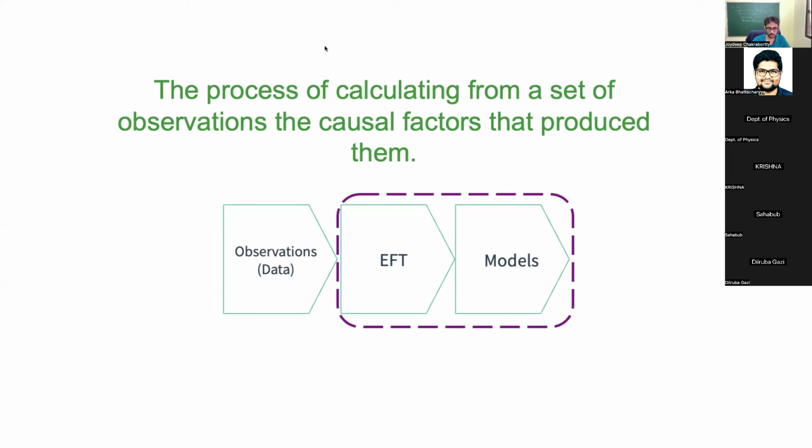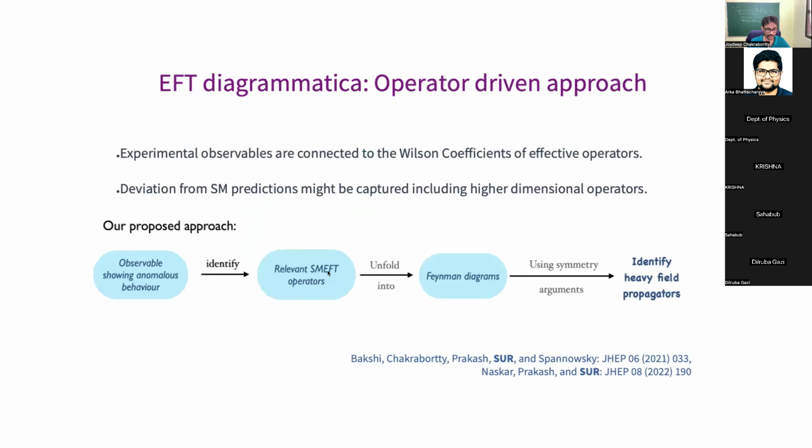So this is how the workflow goes. You have these observations, which are in terms of the data. From there, after the fitting, we identify what the excesses are, and in which operators those excesses are hidden, and that tells you which EFT you are considering. Then from that EFT, you trace back to the UV models. Okay. So this is what we do.